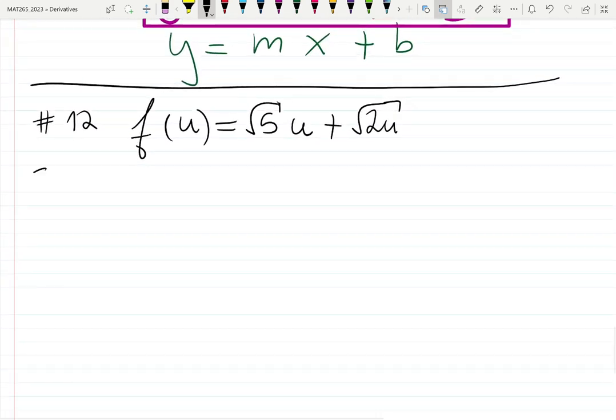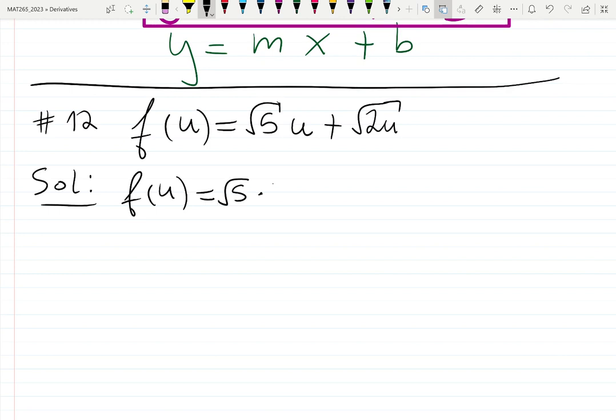So your brain is supposed to freak out. Okay, find the derivative. Well, it's kind of hard. I don't understand what to do. So let me try to figure out what to do before differentiating. Square root of 5 is fine. But then how to rewrite square root of 2u? Yes, square root of 2 times square root of u.